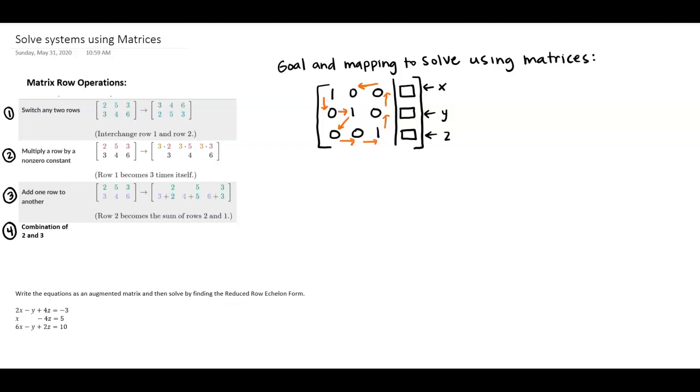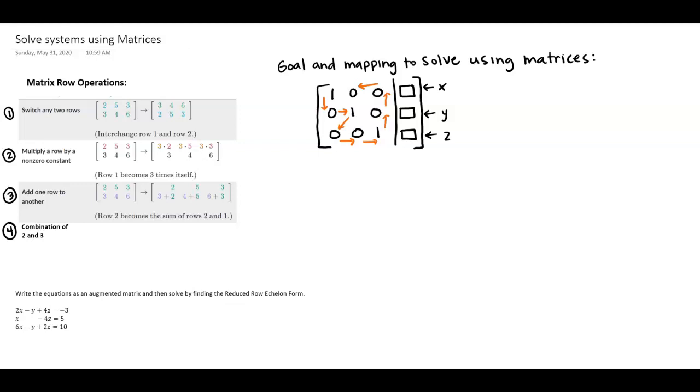Hello! In this video, we're going to talk about how to solve a system of equations in 3 variables, and we're going to solve them using matrices. And we're going to be talking about something called reduced row echelon form and also row echelon form, you'll see in another video. So this one we're going to focus on the reduced row echelon form.